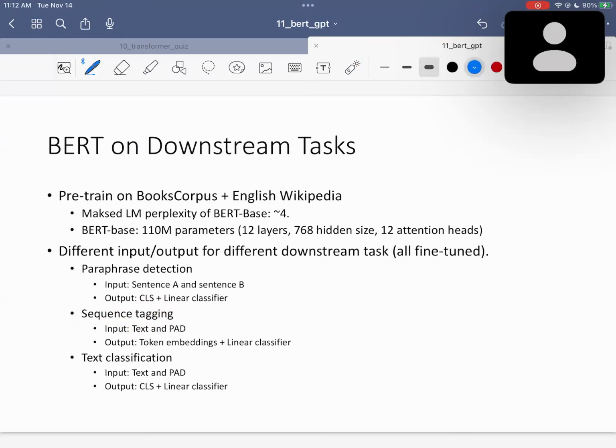Maybe a real example. I am a boy, and then there's a CLS, and then there's SEP, and then there's PAD. Pad is just zeroing, just pad. Actually, I think BERT was using 512 tokens all the time.